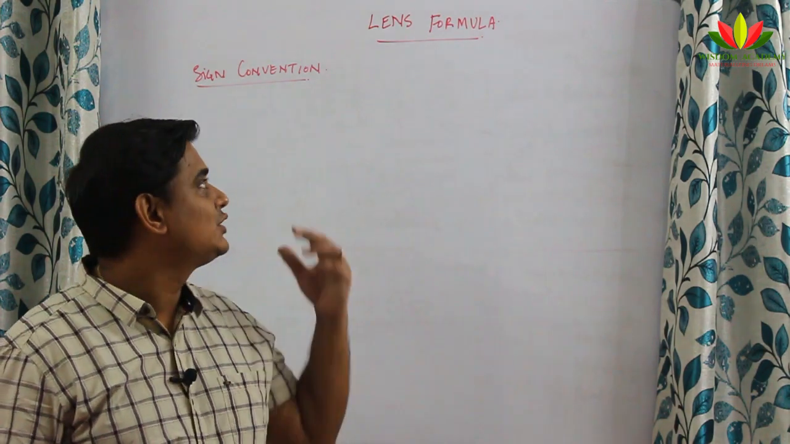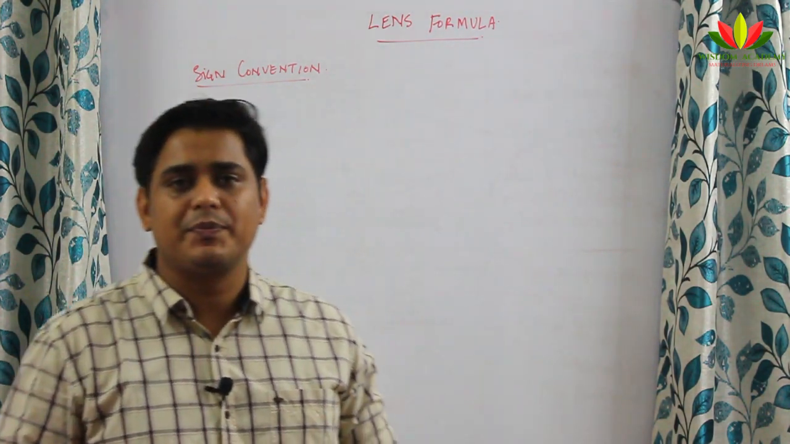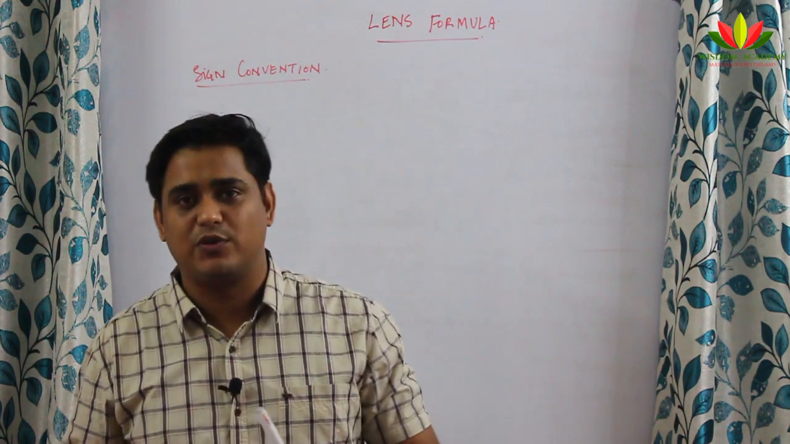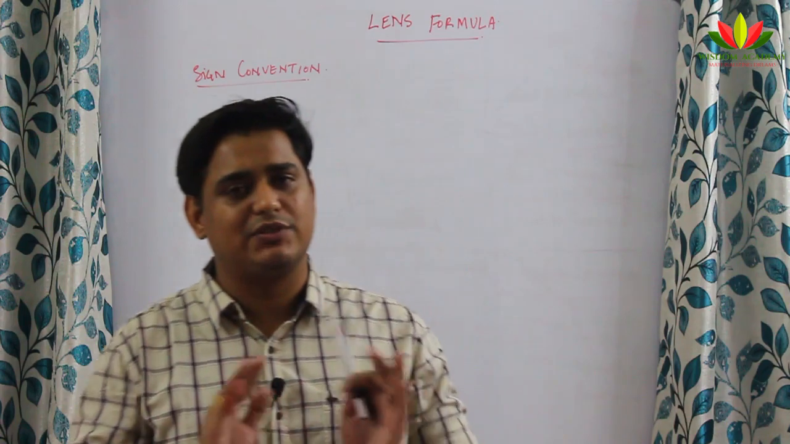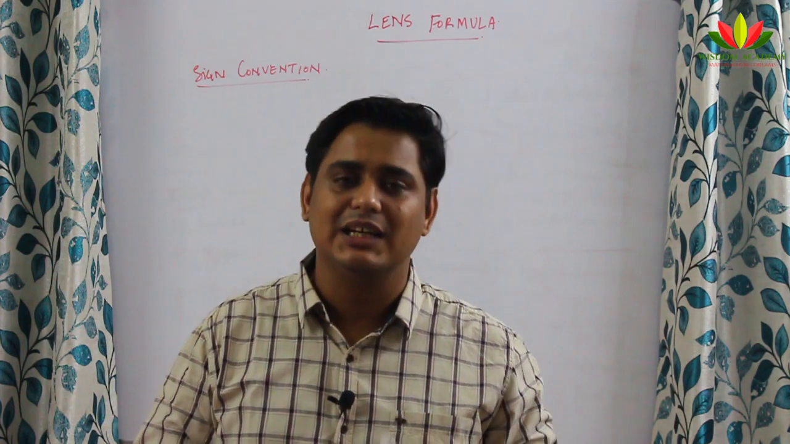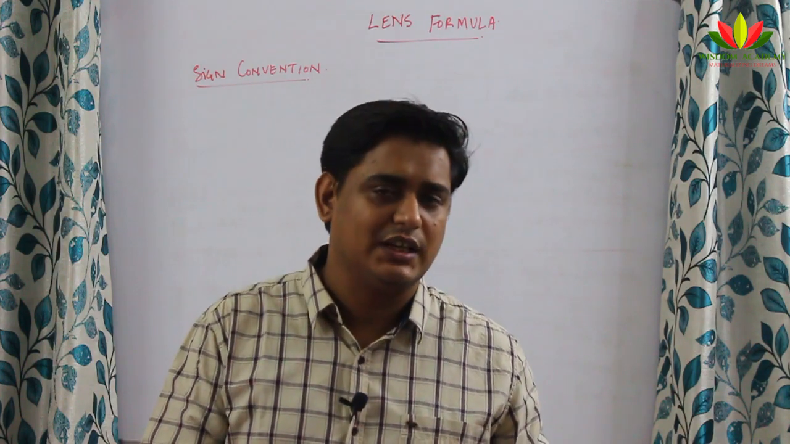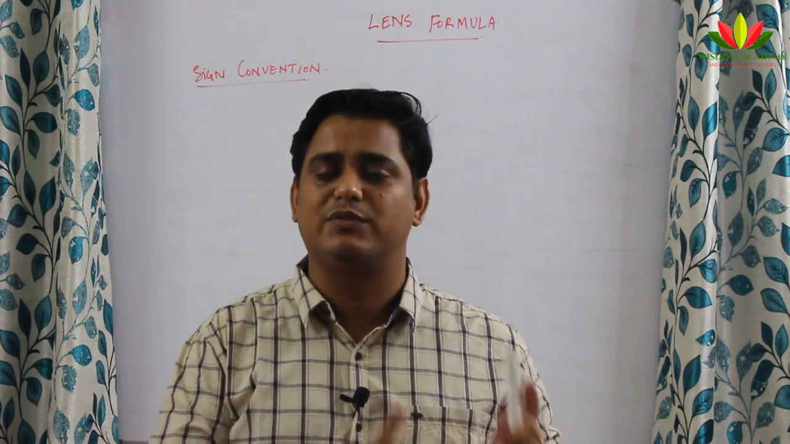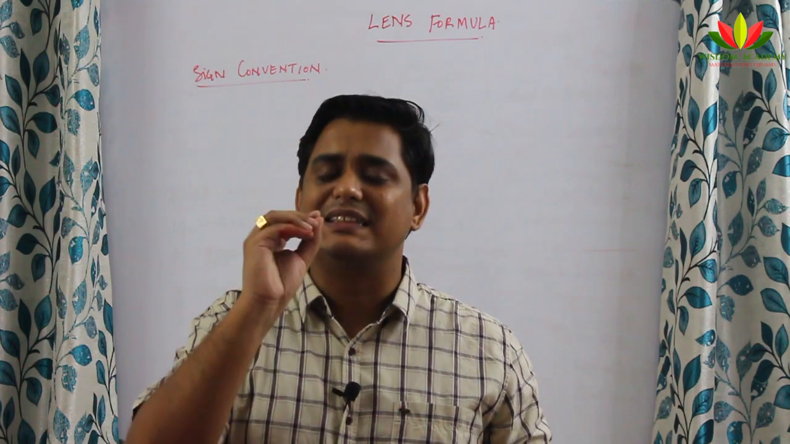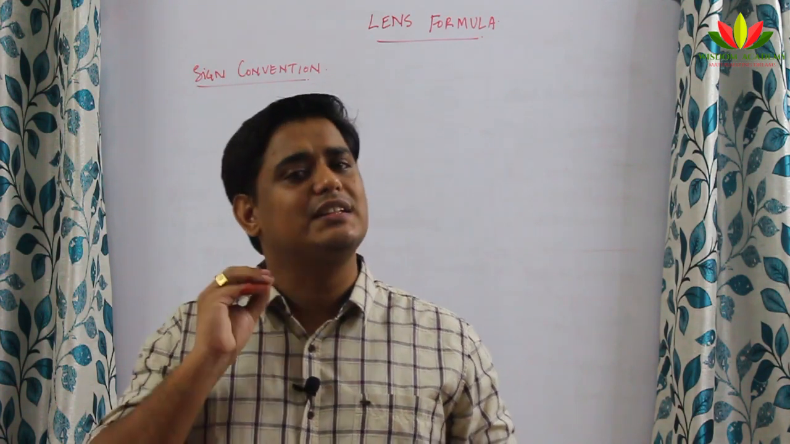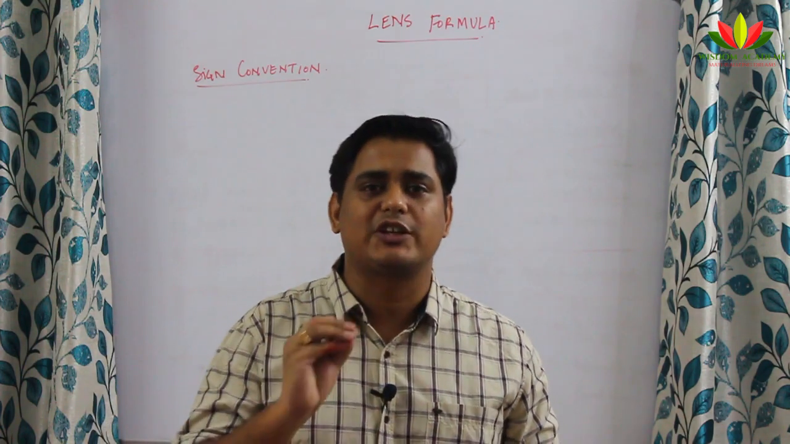Now let us see the lens formula. In the lens formula, the first thing you should know is sign convention. Sign convention is very similar to the mirror formula. So what was the first convention? The first convention was all the distances which are measured along the direction of the incident ray are taken as positive. Same way here also, the same rule goes. The first rule, you can write in your notebook: all the distances measured along the direction of the incident ray are taken as positive, and all the distances measured against the direction of the incident ray are taken as negative.